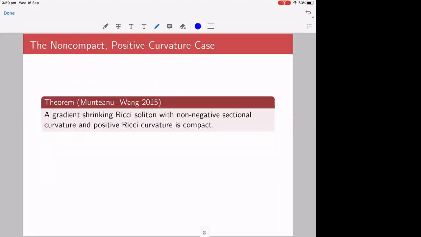But why is this helpful? Well, looks like we won't have time to prove this today, but I would like to state this, and I guess I'll get into it next time. The theorem, which was proved by Munteanu and Wang in 2015, says that if you happen to have a gradient shrinking Ricci soliton, and the sectional curvature is non-negative and the Ricci curvature is positive, then actually you have to be compact. So roughly speaking, the proof goes by assuming that your soliton is non-compact and using this asymptotic behavior of the scalar curvature on balls as well as the growth of the potential function itself to reach some contradictions.